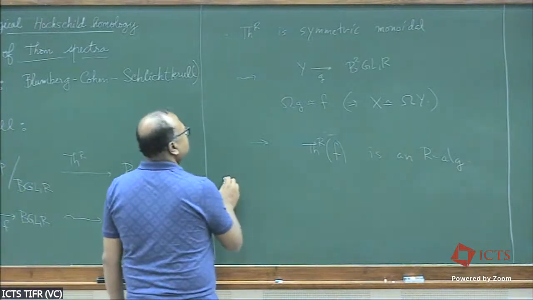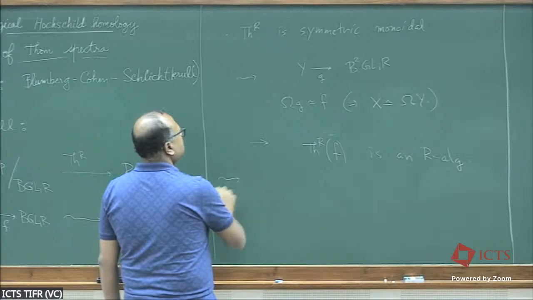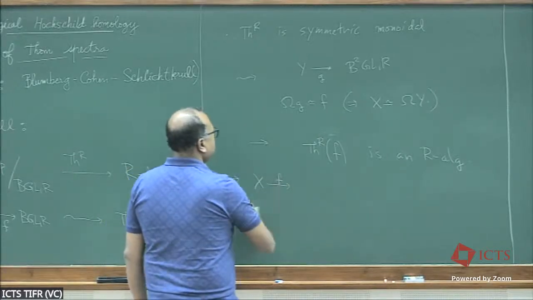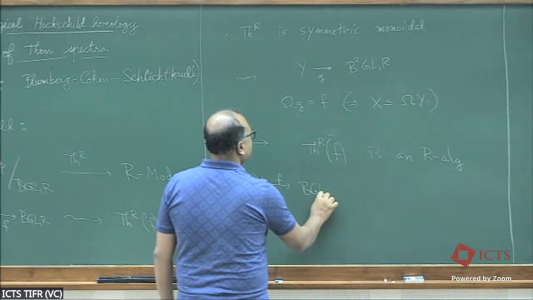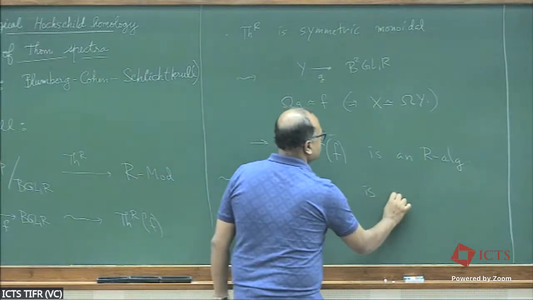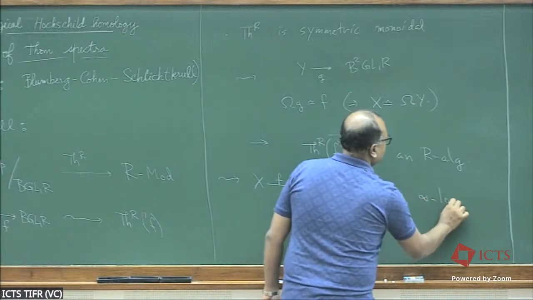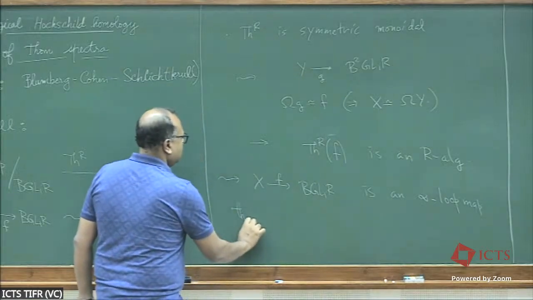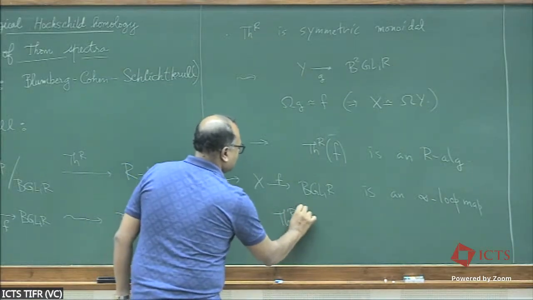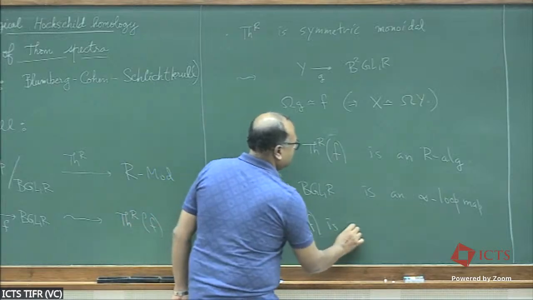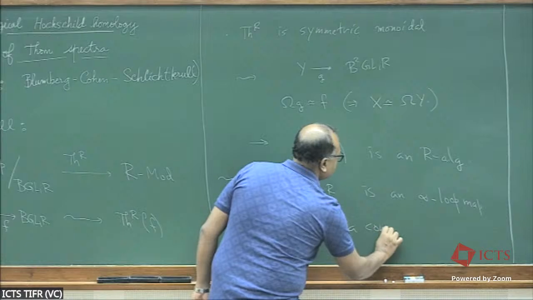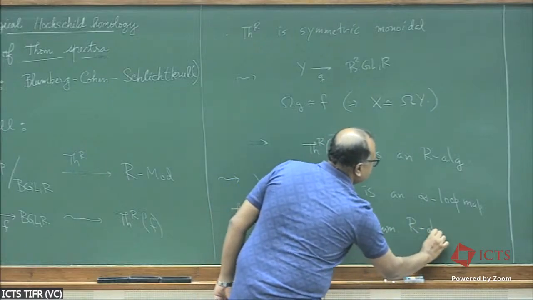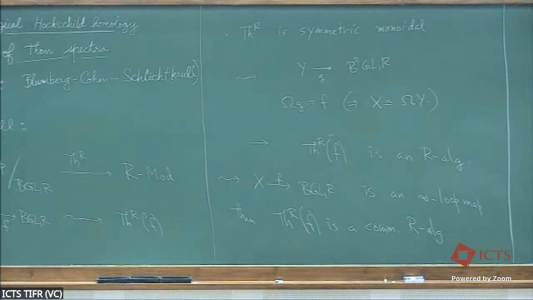And on the other hand, if this F from X to BGL1R is an infinite loop map, then the Thom spectrum is a commutative R-algebra. And we were already assuming that R is a commutative ring spectrum.